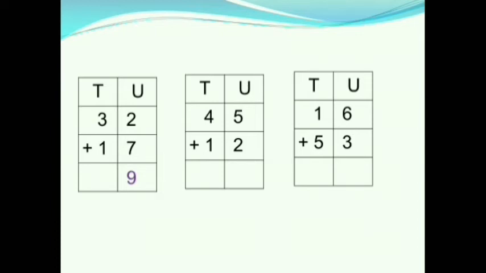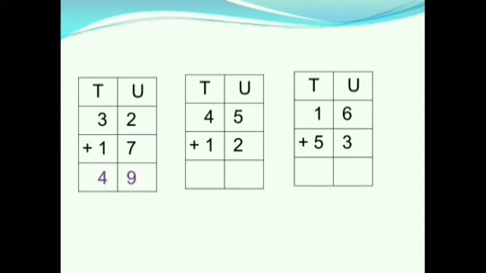Next we should add digits in the tens place. Which digits are there in the tens place? They are 3 and 1. 3 plus 1 is equals to 4. So we will write 4 in tens place.